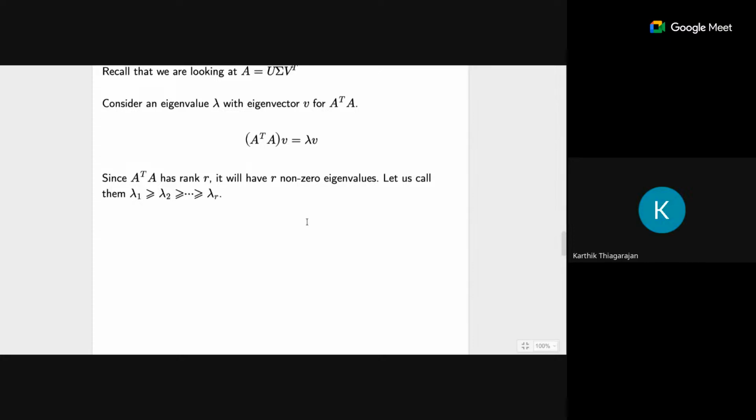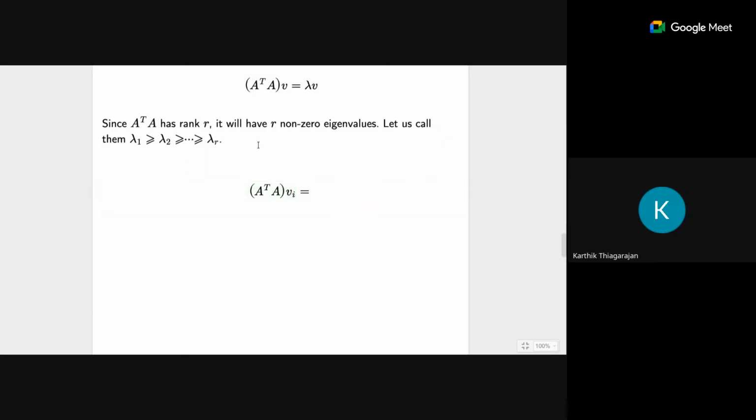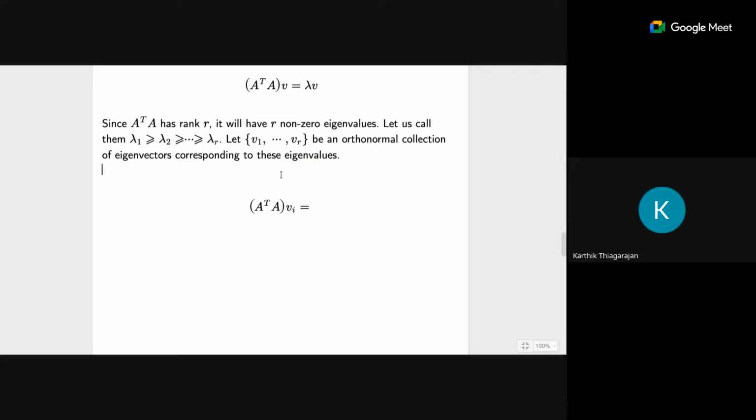Once you have done this, let's take one particular eigenvalue. So let V1 to VR be an orthonormal collection of eigenvectors corresponding to these eigenvalues. What does that mean? First of all, does this always exist? Can we always find an orthonormal collection of eigenvectors corresponding to these eigenvalues?